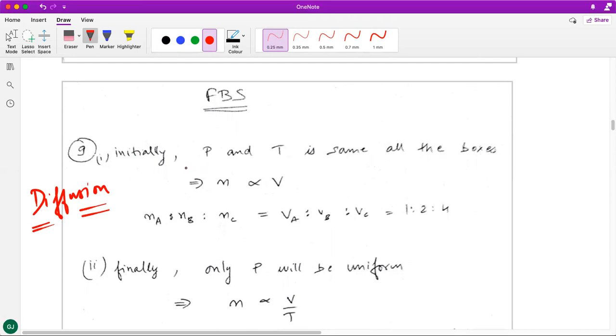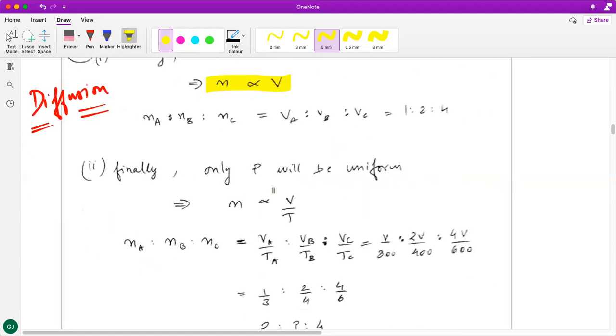In this question, notice karna that initially pressure and temperature is same in all the boxes, right? So this means that moles and volume is going to be proportional to each other. So you are being asked the ratio of moles that will be in the ratio of the volume itself, that is 1:2:4, that is given in the question. So the first part is pretty simple and sorted.